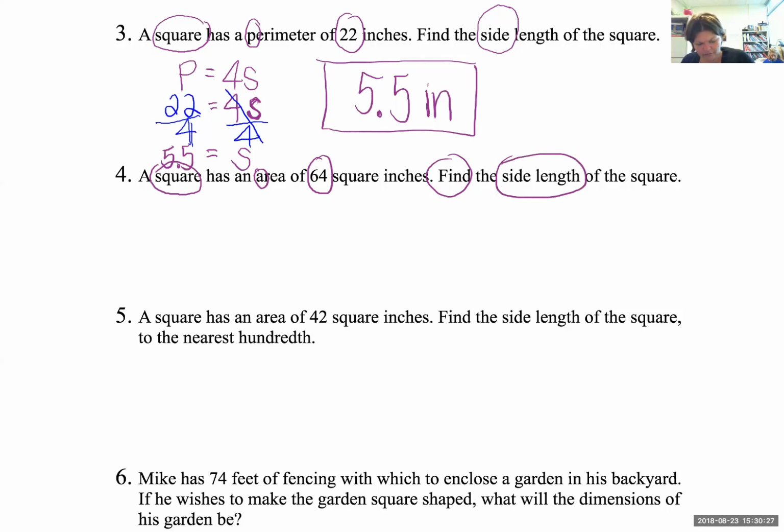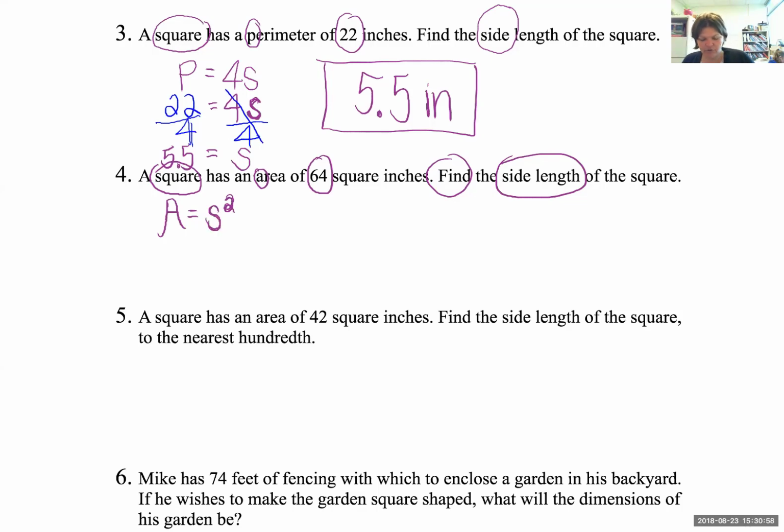So what formula relates the area and side length of a square? And again, these ladies are looking at the GED formula sheet. They're not memorizing them. A equals S squared. Exactly. A equals S squared. We went right under that area section and found the area of a square formula.